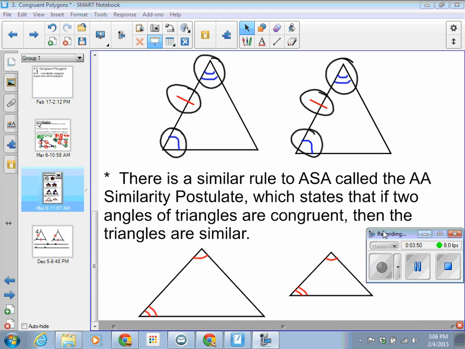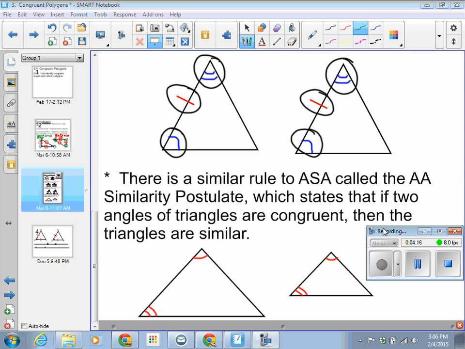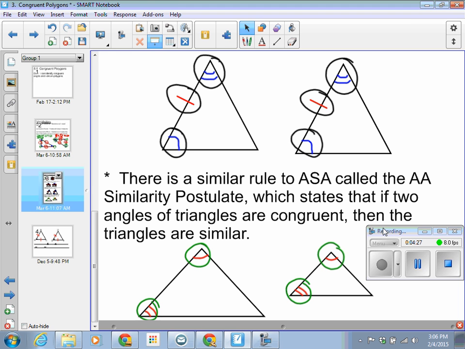There is also a way to tell if triangles are similar. Congruent means that they're absolutely equal: all the measures are equal, angles are equal. With similar polygons, the angles are equal, but not necessarily the same lengths on sides. There's a postulate called the AA similarity postulate, which states that if two angles of triangles are congruent, the triangles are similar. As we can tell here, we've got two pairs of congruent angles. Notice that the triangles have different sizes. They're not going to be congruent to each other, but they are similar.